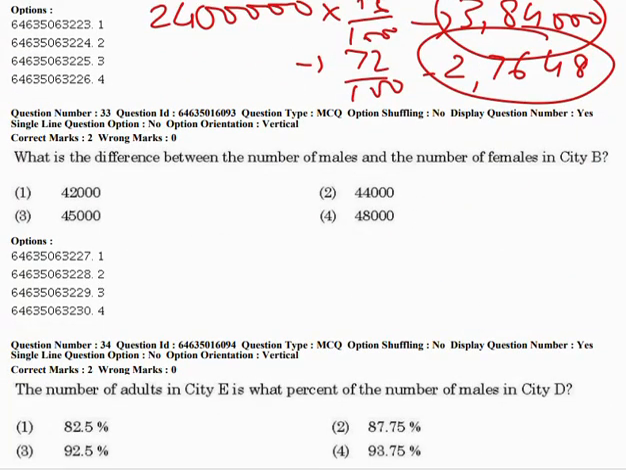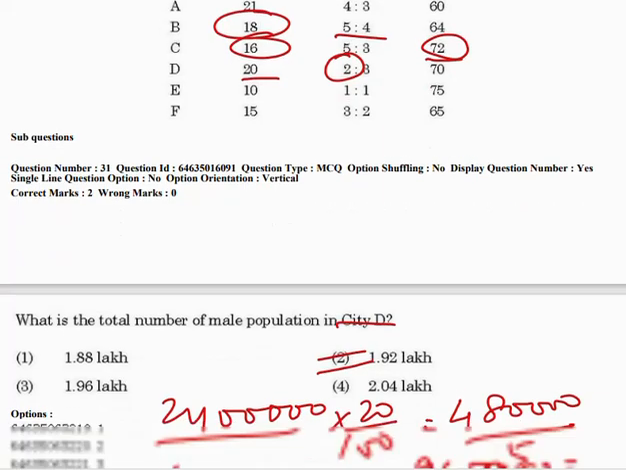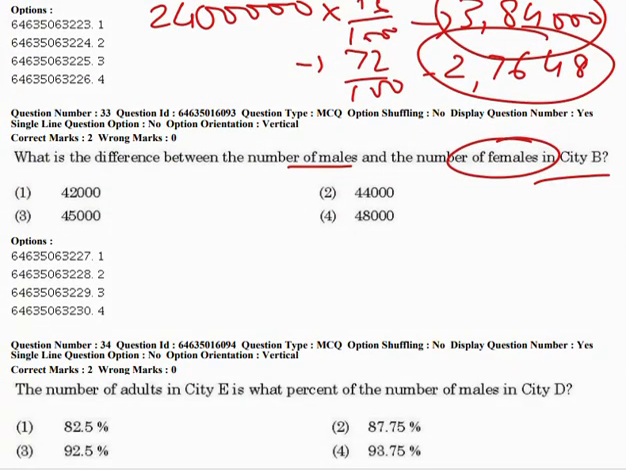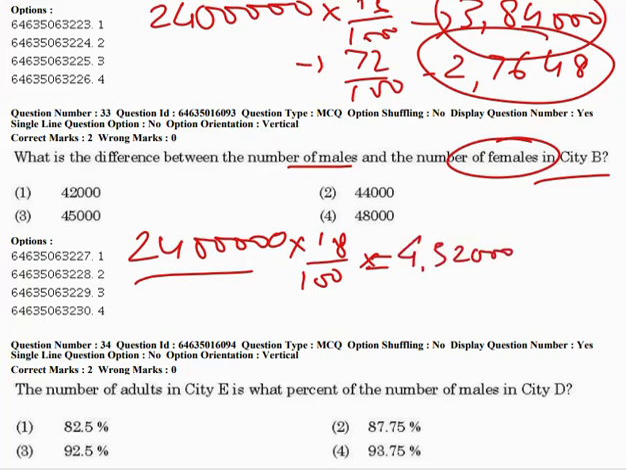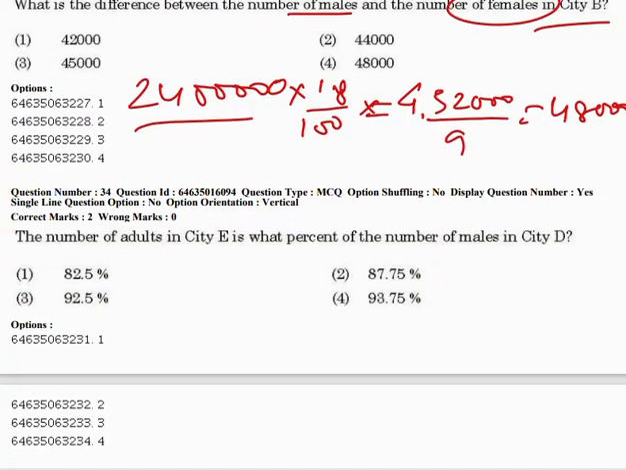Question number 33. What is the difference between the number of males and number of females in the city B? Difference between number of males and number of females in city B, 18% है और 5:4 का रेशियो है. 18% of 24 lakh into 18, 4,32,000 divided by 9, 48,000. रेशियो दे रखा है 5:4 का. 48,000 into 5, 2,40,000 minus 1,92,000. Answer will be 48,000. Option number 4.